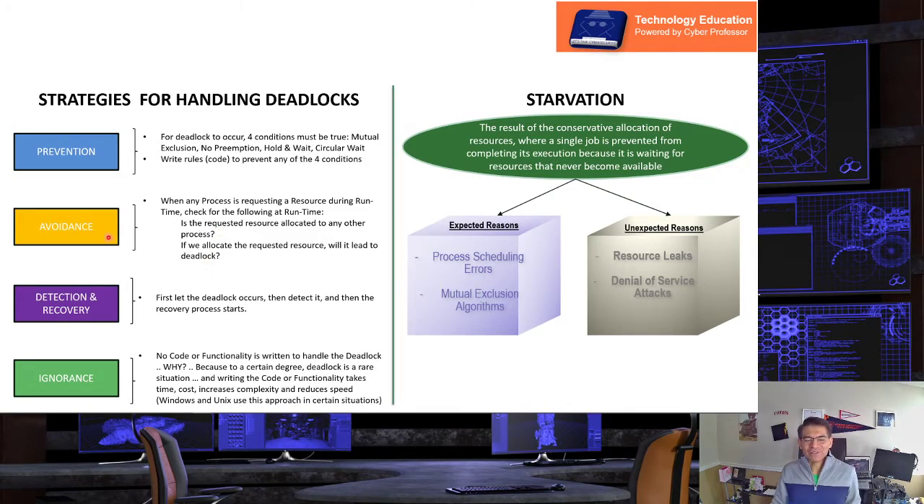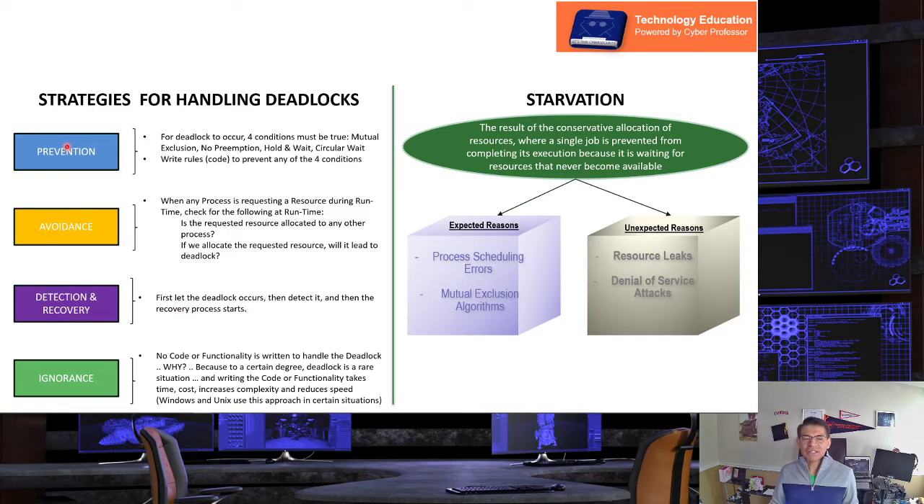So that is avoidance. Then we move to detection and recovery, which in your textbook you may see as two different strategies. However, in my presentation I combine the two, because in my view that is the way the operating system handles the strategy for deadlocks. So detection and recovery are bundled together into one. And the strategy is as follows. You first allow for the deadlock to occur.